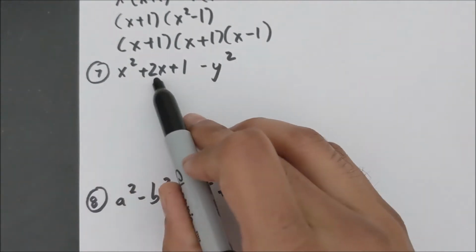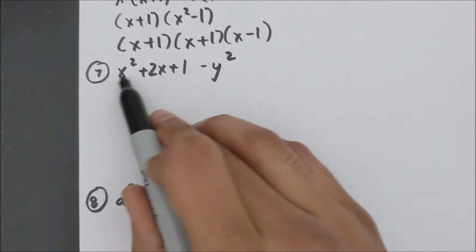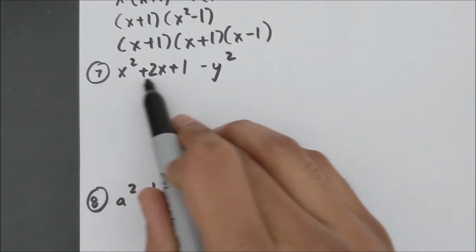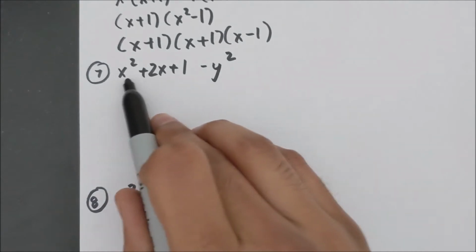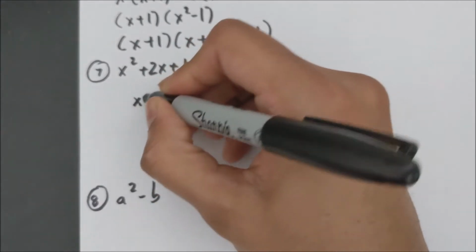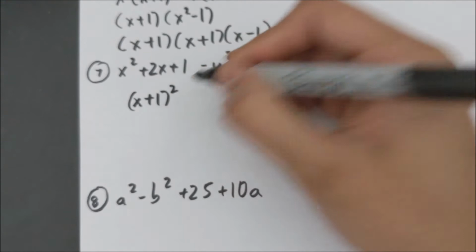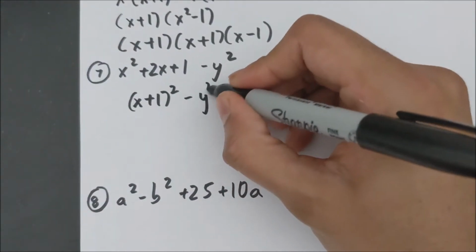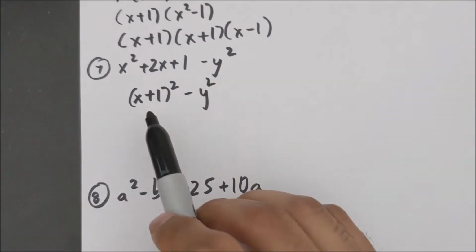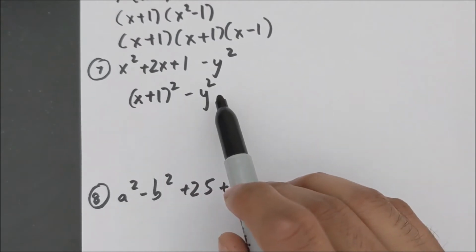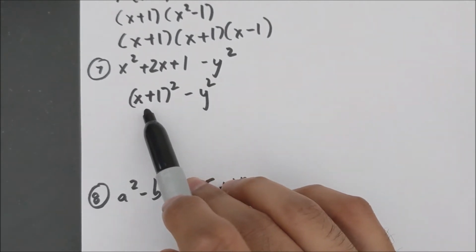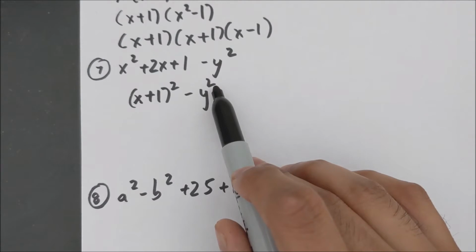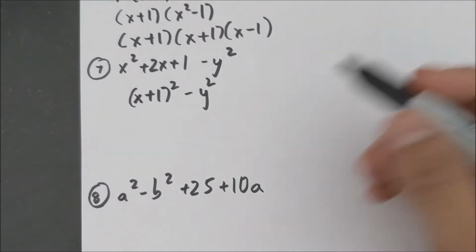So over here I notice x squared plus 2x plus 1, that's a perfect square. That's my trinomial. If I factor this perfect square right here, I get x plus 1 squared, and then I just have minus y squared. Now if I look at this, I have one term being squared minus another term being squared. It's just difference of squares.